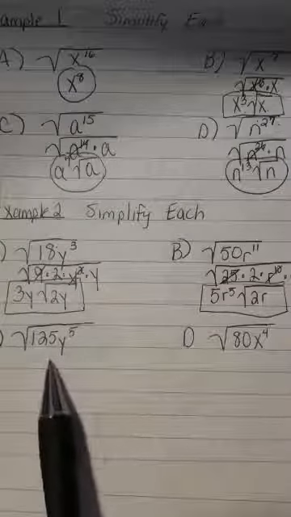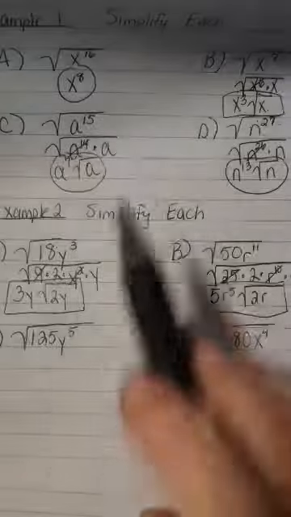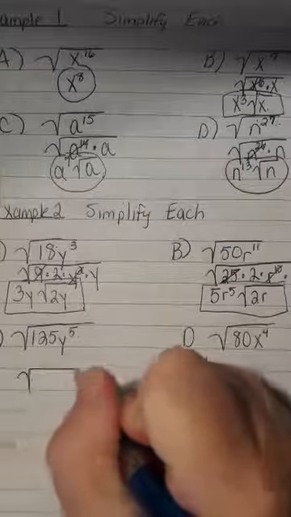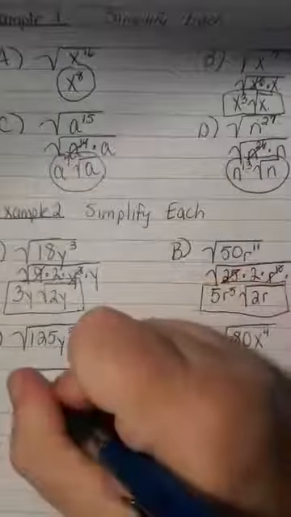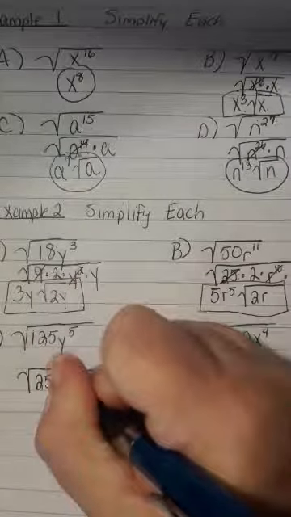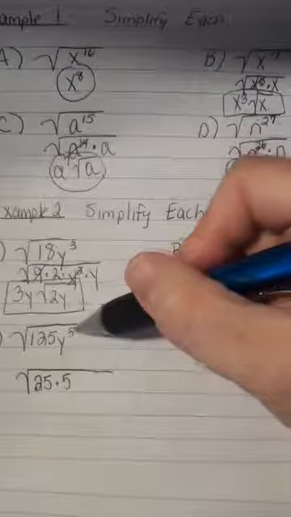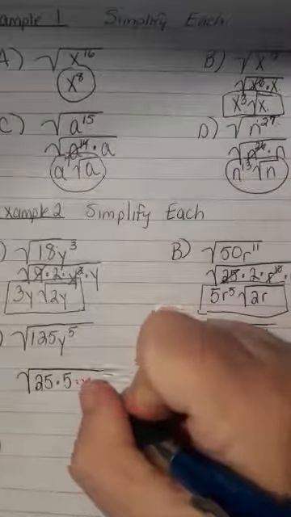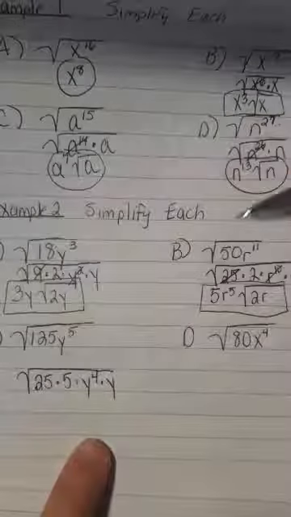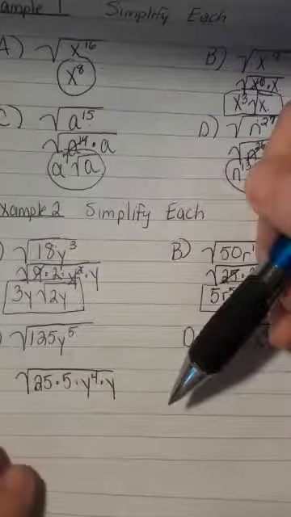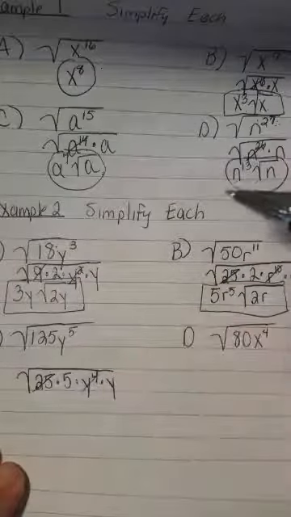Next, we have the square root of 125y to the 5th. So I'm going to factor this because that's not a perfect square. When you factor, you want to think of the largest perfect square that will divide into 125, which is 25. 125 is the same thing as 25 times 5. And then for your y to the 5th power, you want to subtract 1, which makes it y to the 4th. And then you've got your leftover y to the 1st to make your y to the 5th. Okay, we have it factored. You want to look at your two perfect squares, 25 and y to the 4th. We're going to take the square root of those and bring them on the outside.